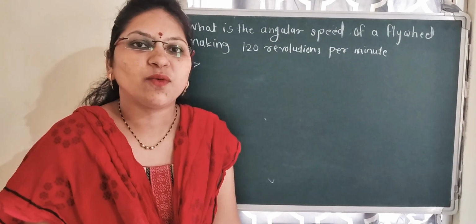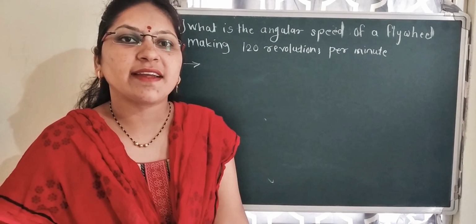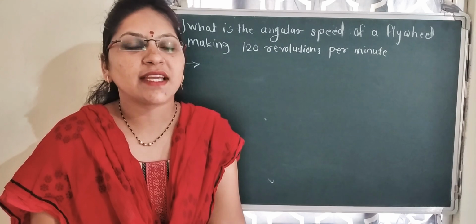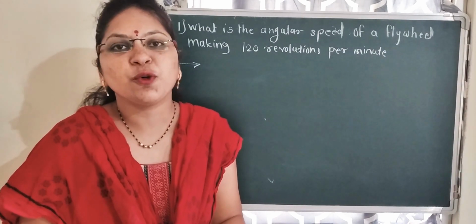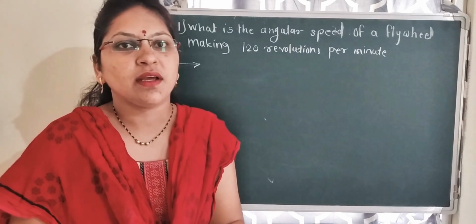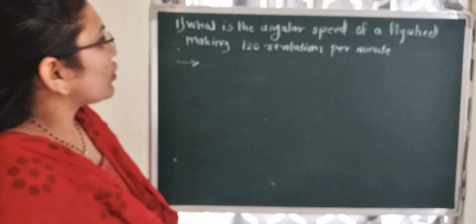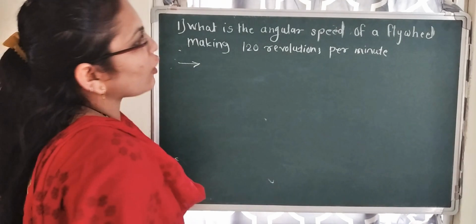Hi students, we have completed rotational dynamics topic from the theory point of view. Now we are going to discuss different numericals on this topic. First, what is the angular speed of a flywheel making 120 revolutions per minute?